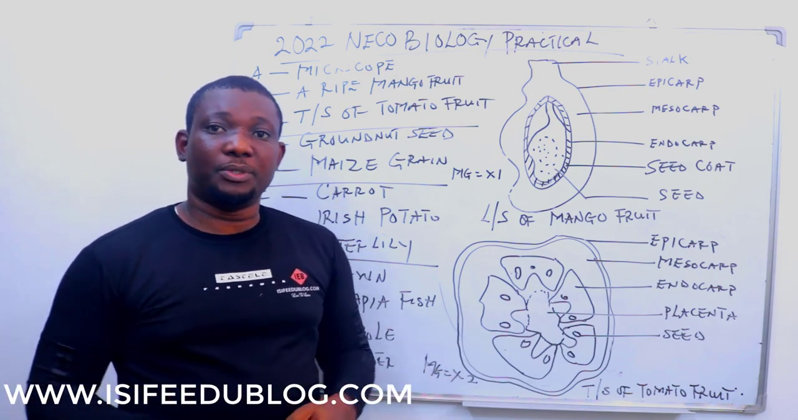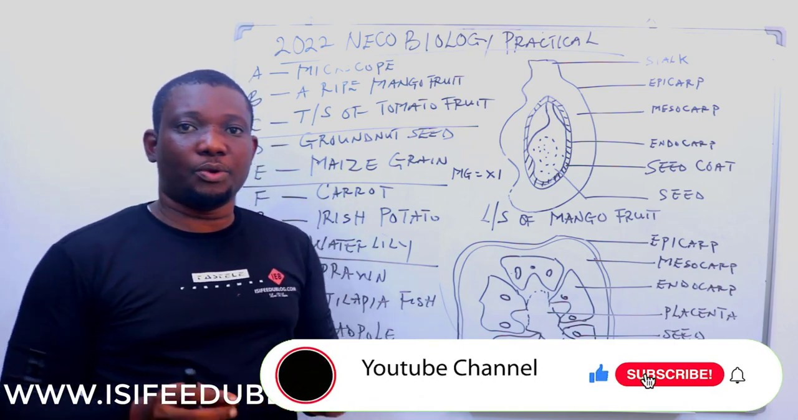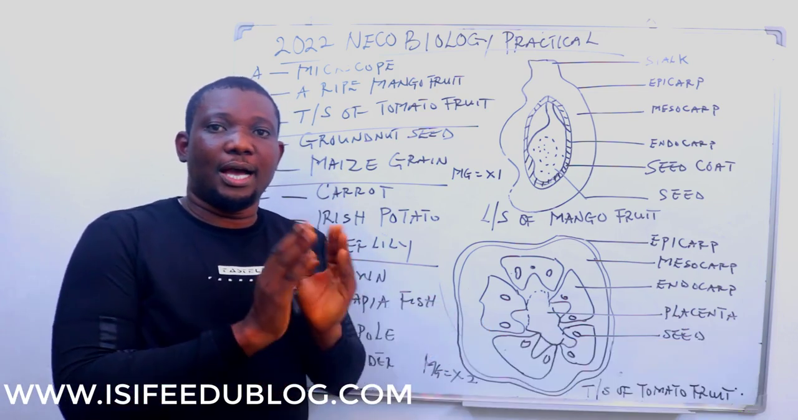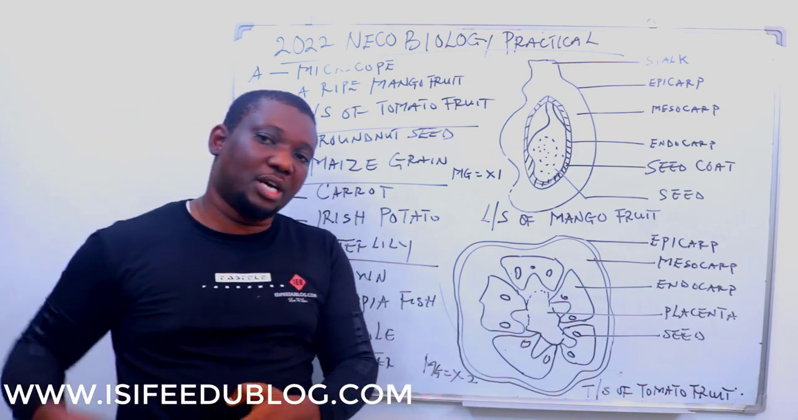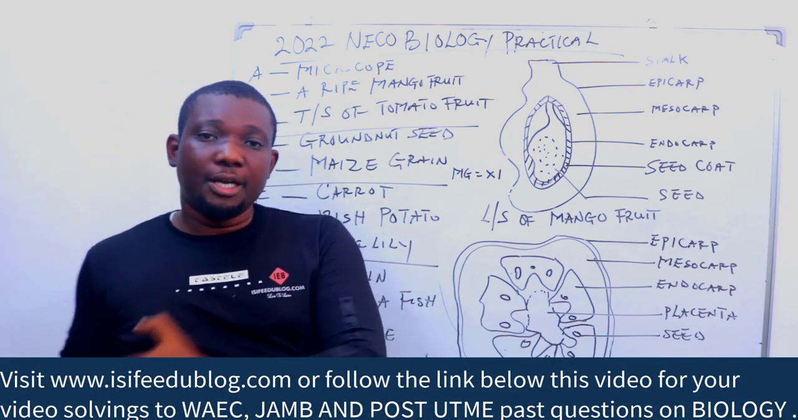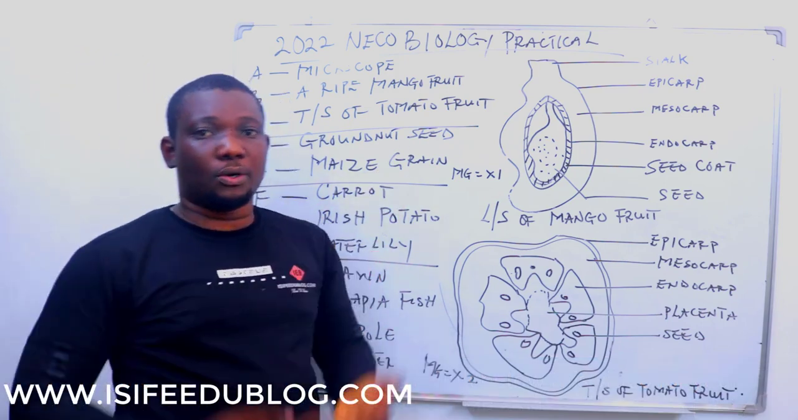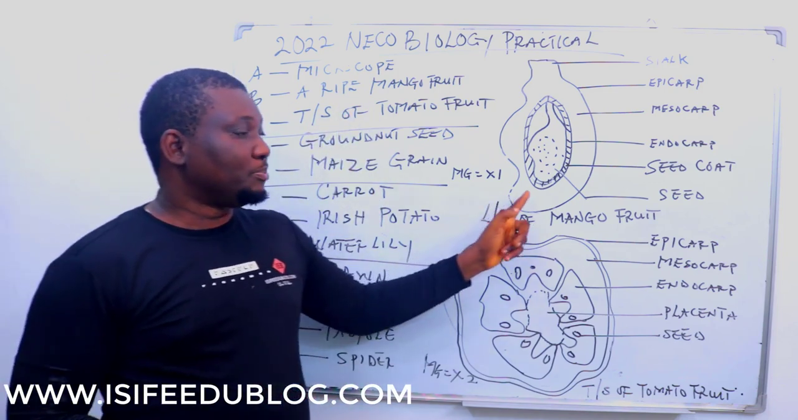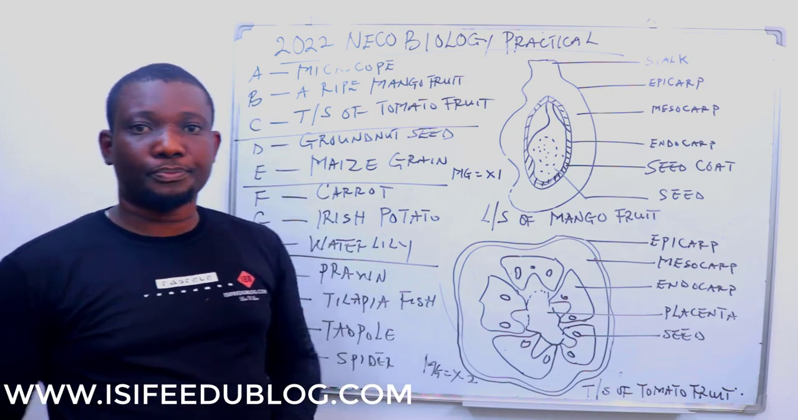When we talk about succulent fruit, it means fleshy fruits, edible fruits, and then there are dry fruits. Even when it comes to dry, you have dehiscent and indehiscent, but I'm not going towards that area. I'm focusing on the fleshy or succulent fruits. So, what type of fruit is specimen B? Specimen B is a fleshy or succulent fruit.